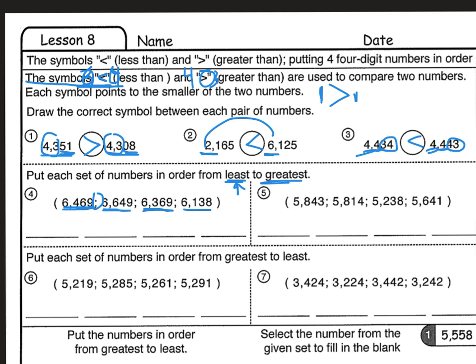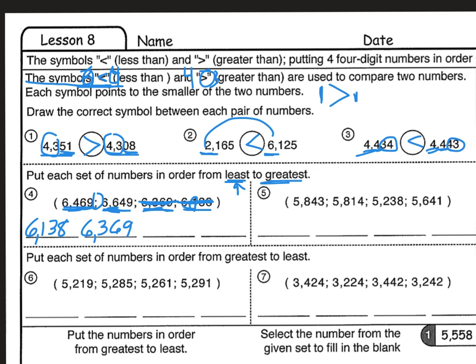We're going to start with the smallest number, and I like to cross out the numbers as I write them. 6,100, they're all 6,000, but this one's 6,100. That would be the smallest. So I'm going to write 6,138, put a comma in there, and cross out that number. Now I'm left with 6,400, 6,600, and 6,300. 300 is the least out of all those. So I'm going to write 6,369. Go ahead and do that on your paper.